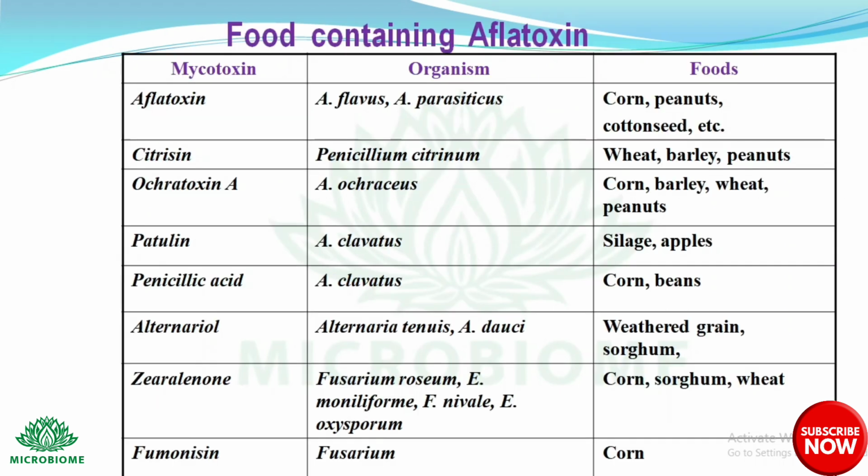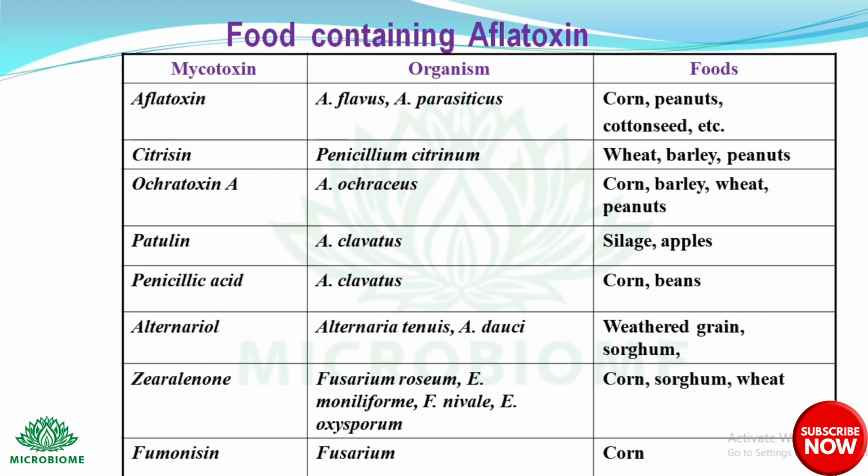Next, food containing aflatoxin. Aflatoxin produced by Aspergillus flavus and Aspergillus parasiticus in corn, peanut and cottonseed. Citrinin produced by Penicillium citrinum in wheat, barley and peanut. Ochratoxin produced by Aspergillus ochraceus in corn, barley, wheat and peanut. Patulin is produced by Aspergillus clavatus in silage and apple.